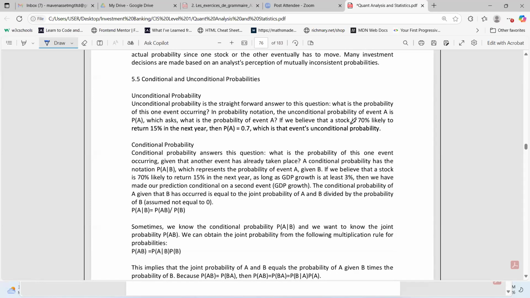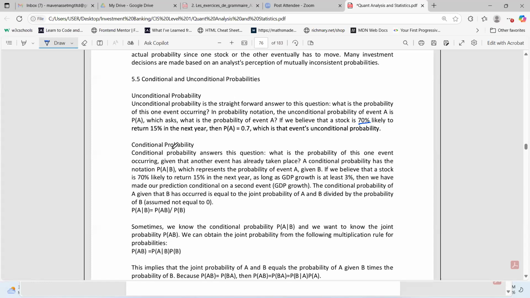70%. If we believe that a stock is 70% likely to return 15% in the next year, then probability of A is 70% likely. What's the probability of the stock returning 15%? You have said it's 70% likely to do so. So this is 70 over 100, 0.7. Unconditional. That's what we have been looking at so far, like the red, green, and blue balls you looked at.